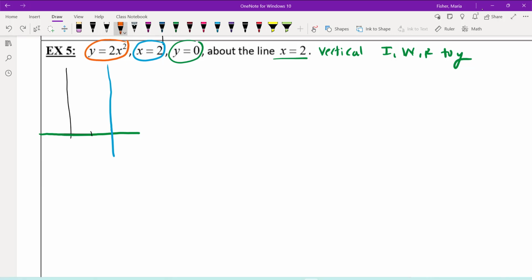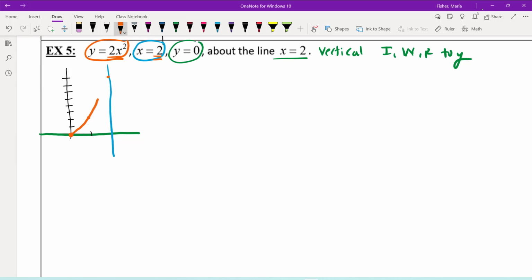Also, when x is equal to 2, plugging in a 2 in place of that x, that's 2 times 2 squared, y is going to equal 8. So I'm just going to go all the way to 8 on my y-axis. So at 0, I'm at 0, at 1, I'm at 2, and at 2, I'm all the way to 8.